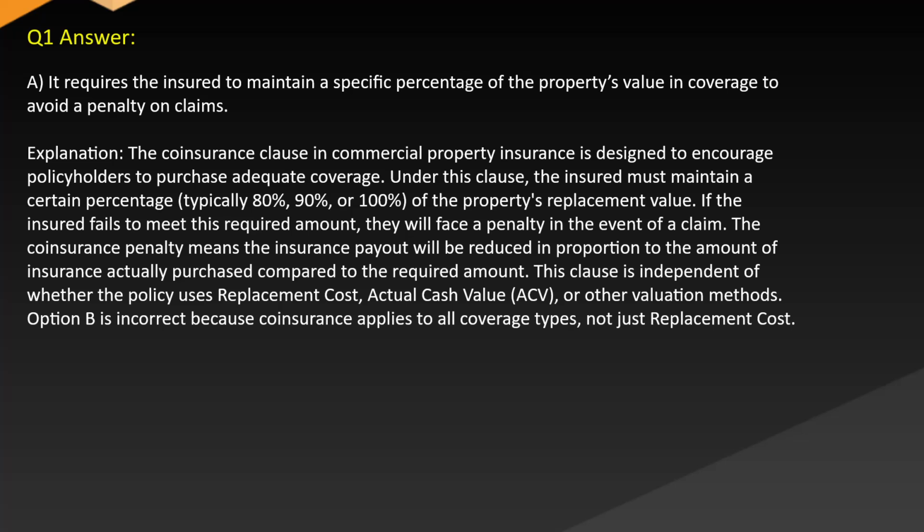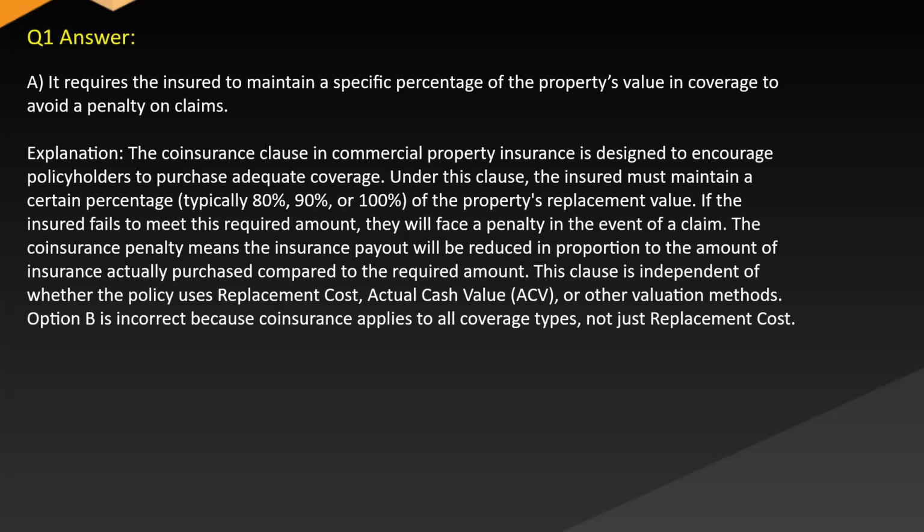Answer A. It requires the insured to maintain a specific percentage of the property's value in coverage to avoid a penalty on claims. Explanation. The coinsurance clause in commercial property insurance is designed to encourage policyholders to purchase adequate coverage. Under this clause, the insured must maintain a certain percentage, typically 80%, 90%, or 100% of the property's replacement value. If the insured fails to meet this required amount, they will face a penalty in the event of a claim.